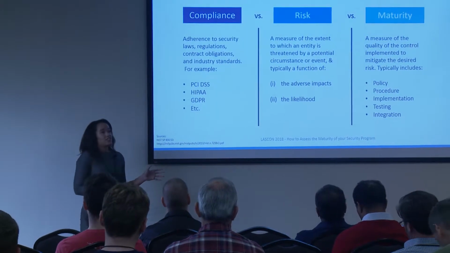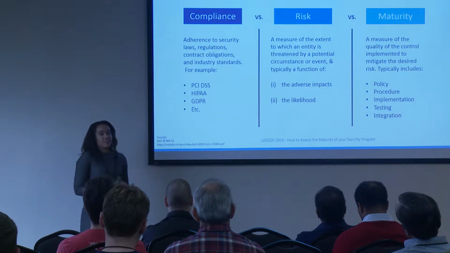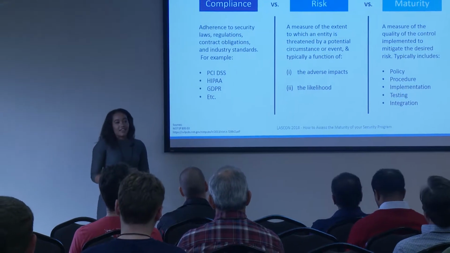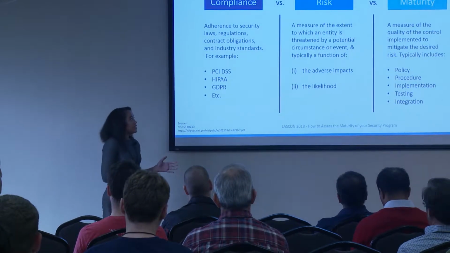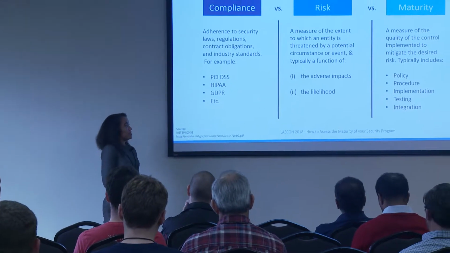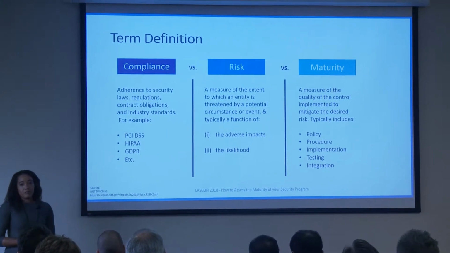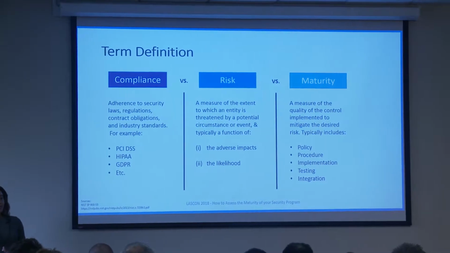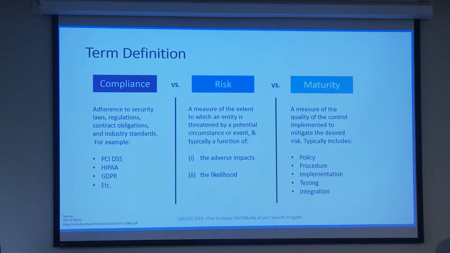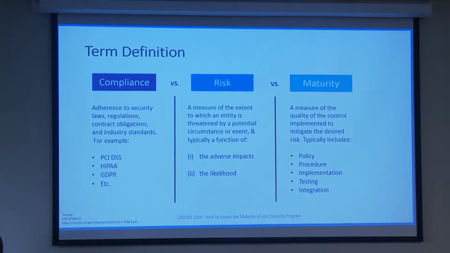The risk definition that we thought was most appropriate is from NIST SP 800-53. They do a much better job explaining it than I can, so I'm just going to read what the definition is. It's a measure of the extent to which an entity is threatened by a potential circumstance or event. So typically, you're measuring that by either the impact as well as the likelihood. We're not going to talk a lot about a risk management program, but what's important here is to understand the relationship between risk and maturity.